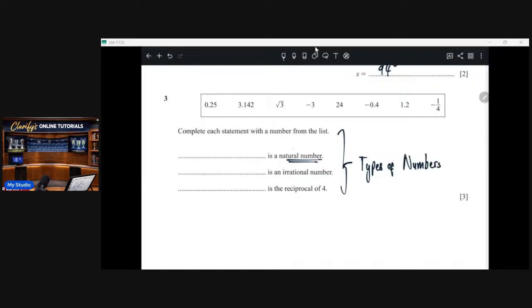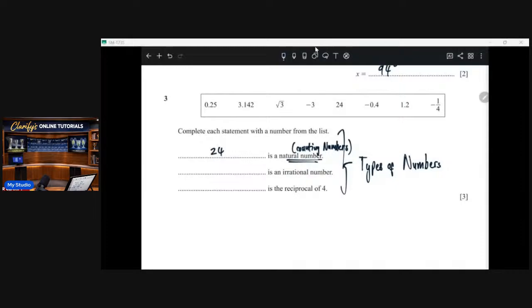Natural numbers are also called counting numbers. These are the numbers we use when we are counting things. When we are counting things, we say 1, 2, 3, 4, 5. We don't start at 0, and we don't have negatives. We don't have anything with a comma. We say 1 person, 2 people, 3 people, 4 people, 5 people, 6. Or when you're counting cars, 1 car, 2 cars, 3 cars. So it's the normal number, the counting numbers. The only counting number here is 24. It's a whole number and it's positive.